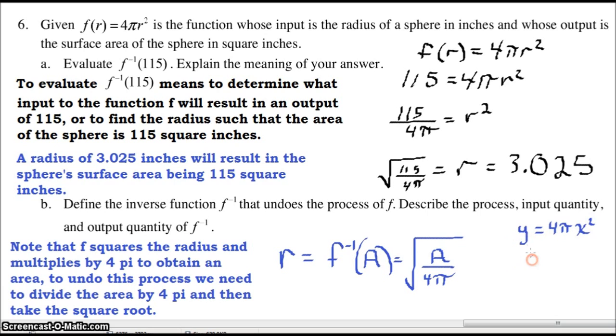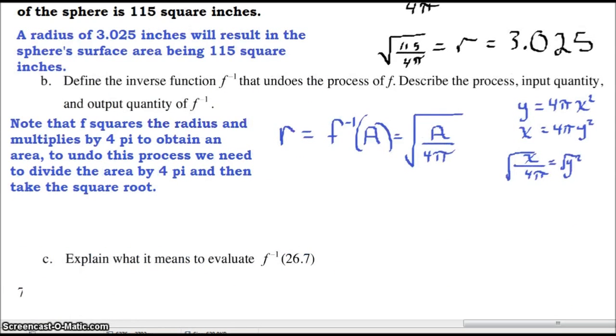Then you could swap x and y, and then you could solve for y. I'm sure you guys saw something like that probably. Take the square root. And so we have pretty much the same thing here. It's the square root of A over 4 pi. I think the last step in this memorized process was to swap x and y again or something. Maybe not. So yeah, here we got our inverse function.